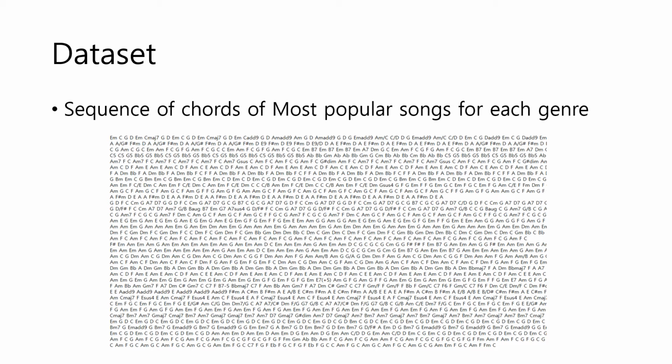Our dataset is the sequence of chords. It is from the most famous guitar chord website, ultimateguitar.com. We selected four major genres, which are pop, rock, electronic, and R&B. I will explain the details in the next slide.